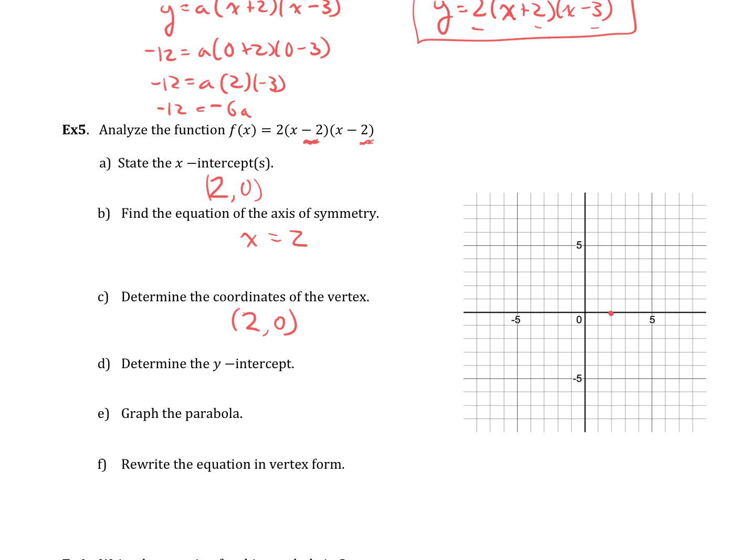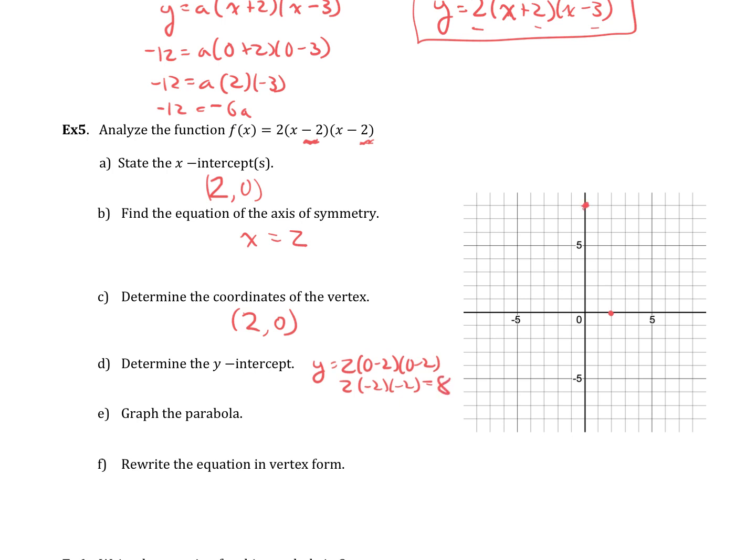Determine the y-intercept. Okay, that's a little bit trickier. I have to figure this out when this equals 0. (x minus 2)(x minus 2). Wait a second. Y-intercept, that's not what I wanted to do. That's when x equals 0. So I'm trying to figure out y if x is 0. There we go. This is 2 times negative 2 times negative 2, which is 8. All right, so I'm going to have an 8 here.